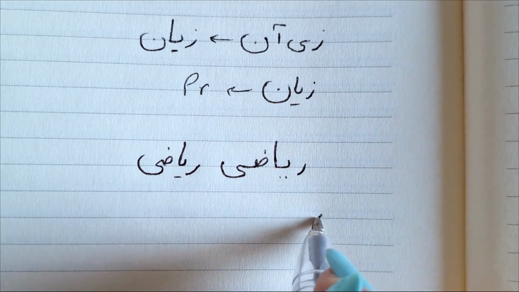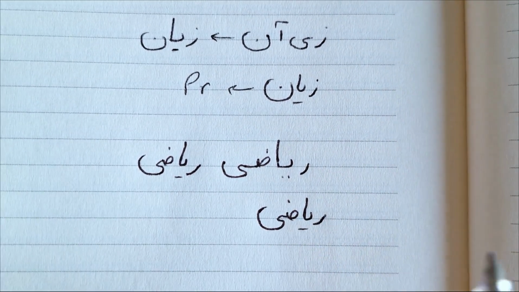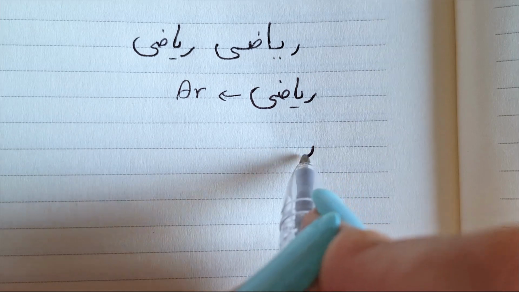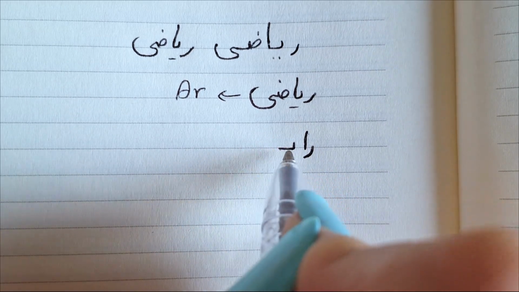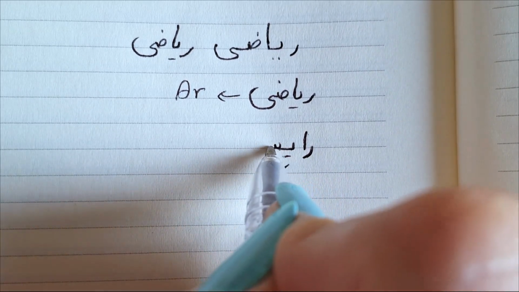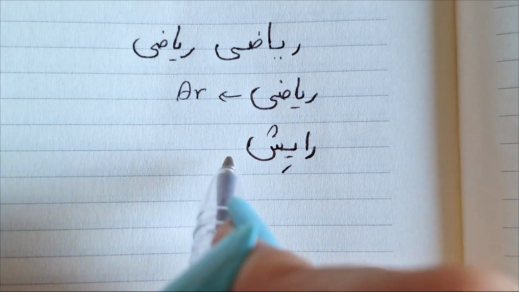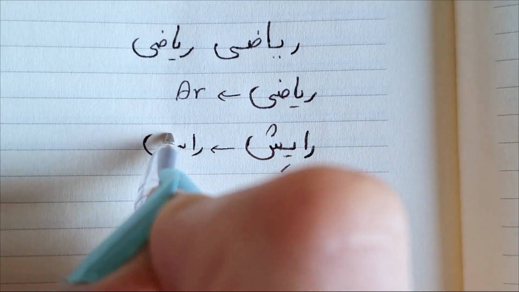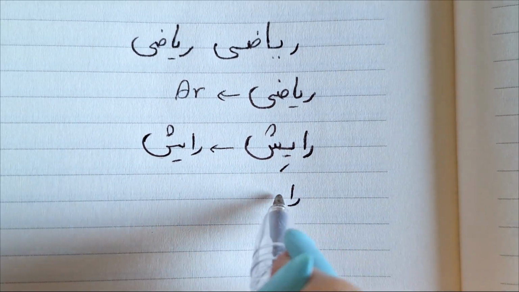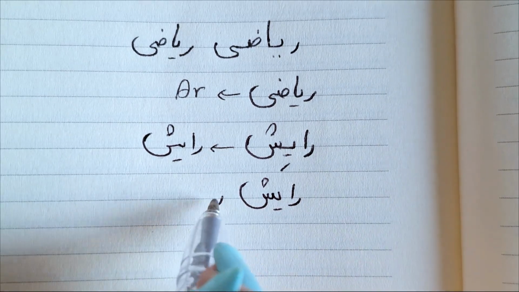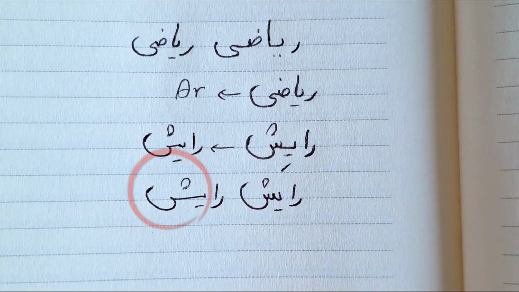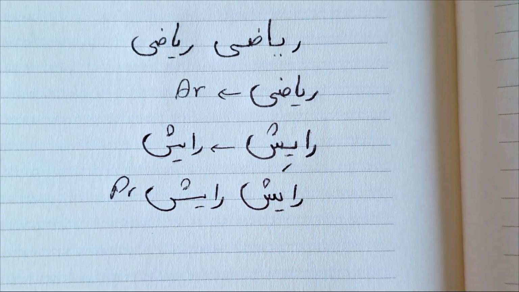Another example, r plus e plus a plus zad, again plus e, together, riyazi. Riyazi means mathematics, and it's Arabic. Its Persian synonym is rayesh. This is the calligraphy form of sh, rayesh.